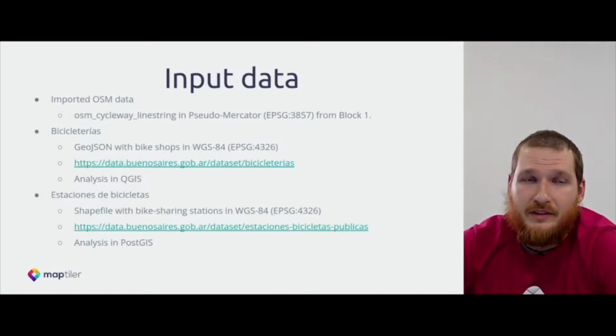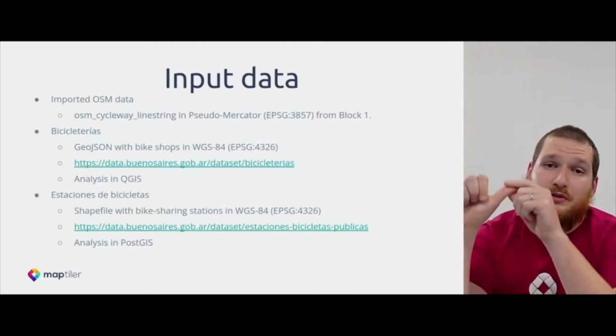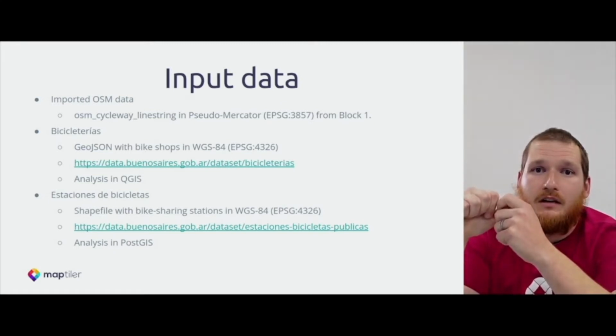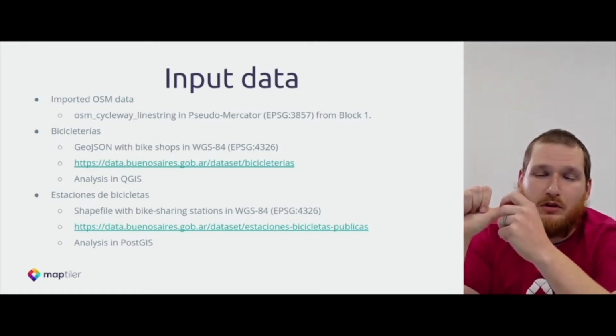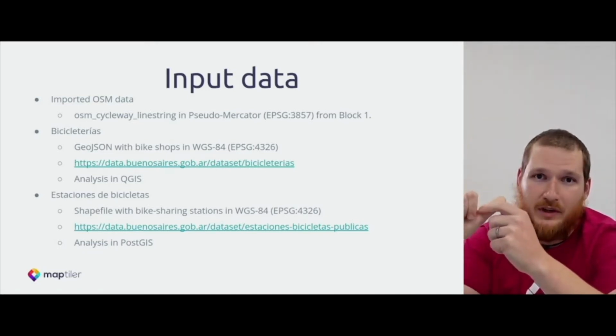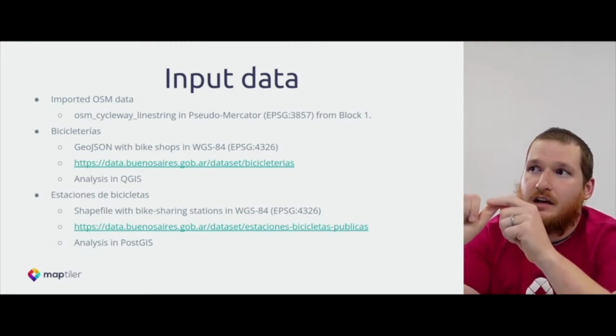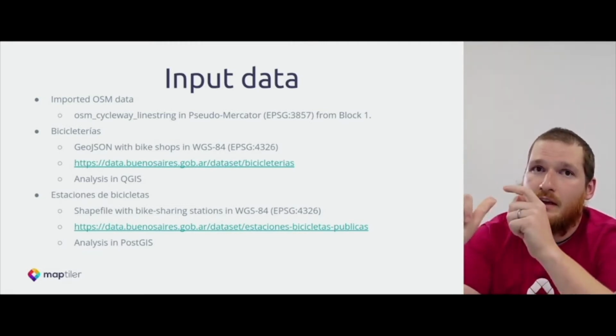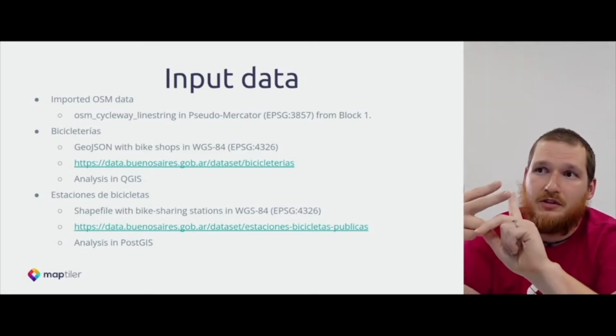So what input data do we have? First, we have the imported OSM data from the previous block. Specifically, we are interested in the table OSM_cycleway_linestring with cycleways. These data are already in Mercator projection. And then we have 2 custom datasets.